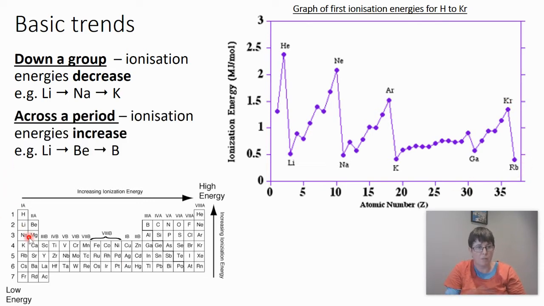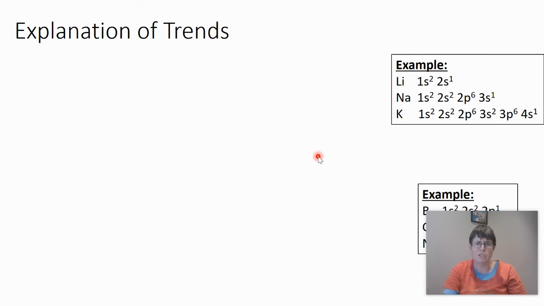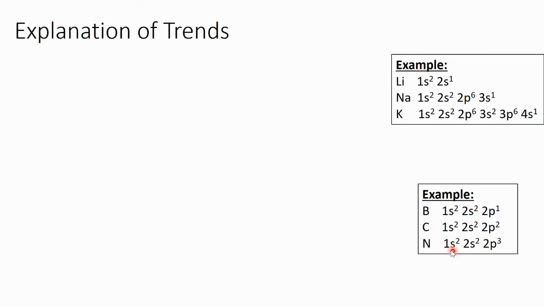Then across a period, or across a row, if you go from lithium to beryllium to boron, the ionization energy increases. On this graph, atomic number is increasing, and the general trend as we go across a row is for the ionization energies to increase. For each element, you need more energy to remove the outer electron. So you need to know these trends. This would be an achieved level learning outcome, and then to explain the trends is more merit and excellence.